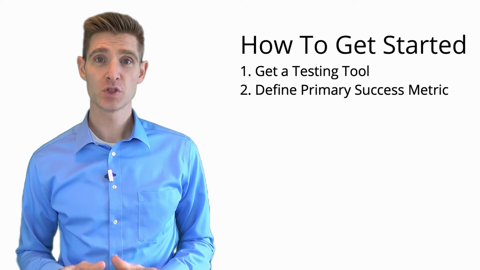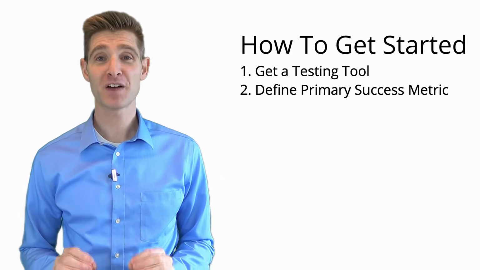Step number two, you need to define success. In order to do a good test, you have to know what success metric you're trying to influence. If you want to increase your revenue per visitor because you're selling products, that's the main success. If you want to increase your conversion rate so you can get more visitors signing up for your newsletter, well, that's your main success. But you have to choose one success you're trying to influence so that you have a clear answer to each test.